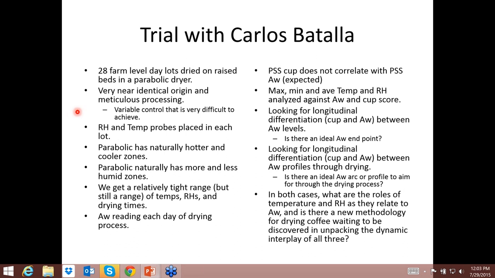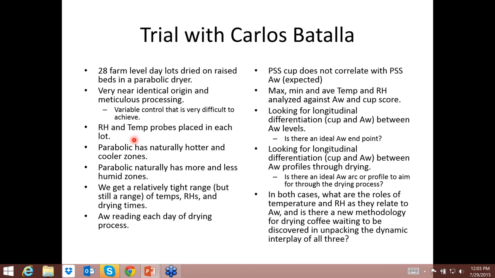So we're talking about very, very similar coffees. Really, the difference is the day that it's harvested. This is much smaller than micro. A lot of times what you'll have is day lots that'll be combined into micro lots. So we're talking about nano lots. So we've got 28 farm level day lots dried on raised beds in a parabolic dryer.